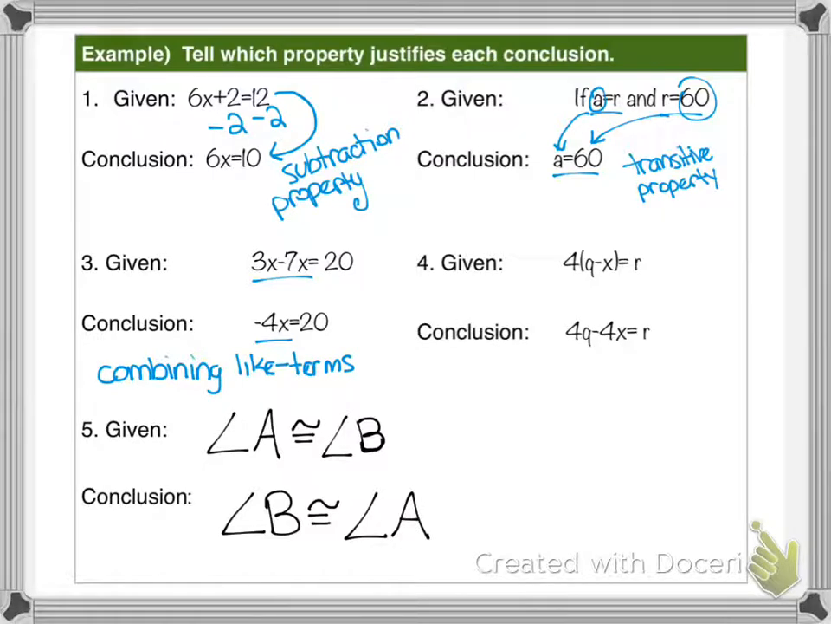Okay? And the last one, number 4. Given that 4 times q minus x equals r, then 4q minus 4x equals r. So what did they do here? Well, they just distributed the 4 to each term. So that is distributive property.